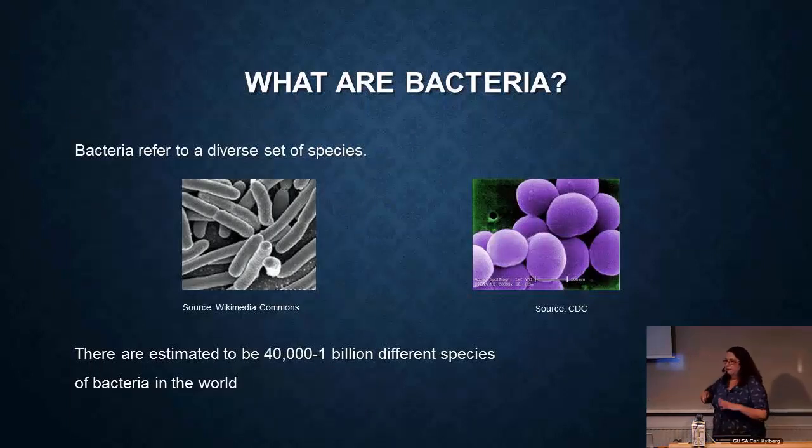Bacteria refer to a very, very diverse set of species. So when I'm talking about bacteria, I have to talk in generalities and say most bacteria are like that or most are like that. Because there's estimated to be, at the low end, 40,000 different species, and at the higher estimate, 1 billion different species of bacteria. These are 2 examples here. These aren't really purple, they added that in the picture. But there's a wide variety of bacteria.